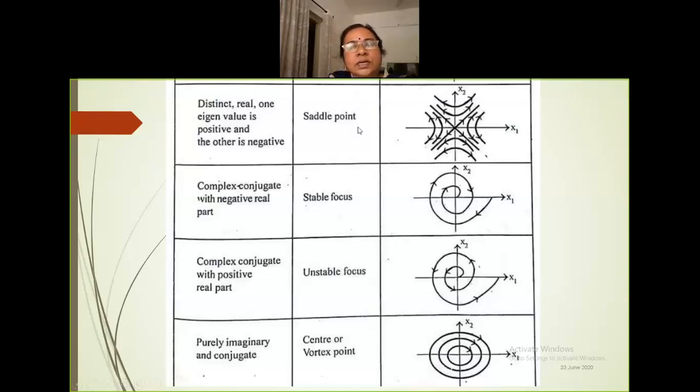You will be getting a saddle point. Okay, the next singular point is the saddle point. Which are the other conditions that can occur? It can happen that the roots are complex conjugate. When you solve the differential equation, it can happen that the roots are complex. When the roots are complex with a negative real part, then you can say that the singular point is a stable focus.